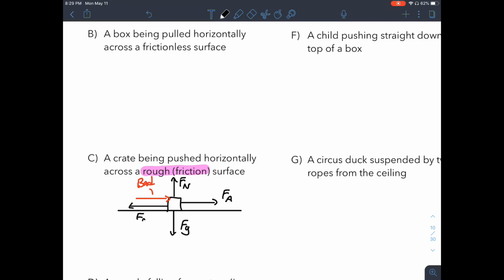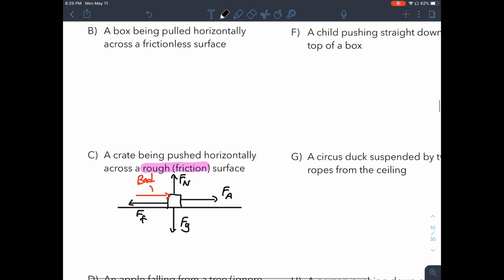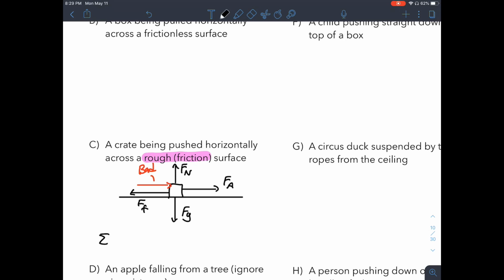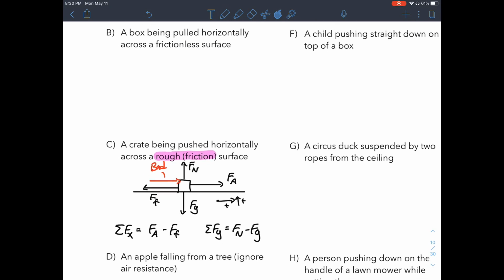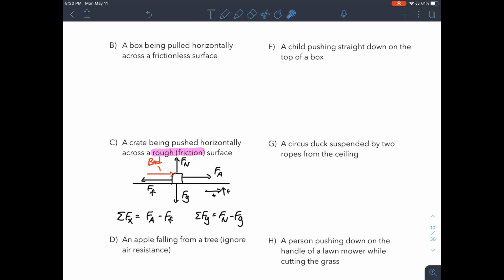The other force: because it says it's rough, that means there's friction, which means we're going to have the force of friction going in the opposite direction. So the sum of the forces in the x direction, if we say that to the right is positive and up is positive, is FA minus the force of friction. And very similar, the sum of the forces in the y direction is going to be FN minus FG. So there is a typical example of drawing a free body diagram and getting the net force equations for that, okay?